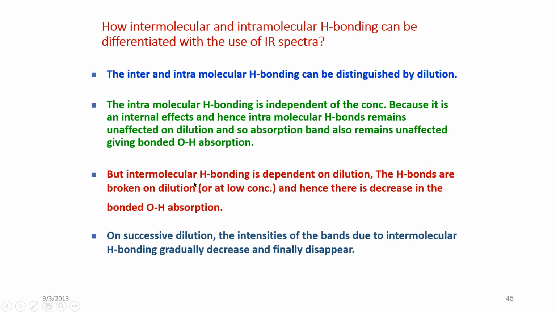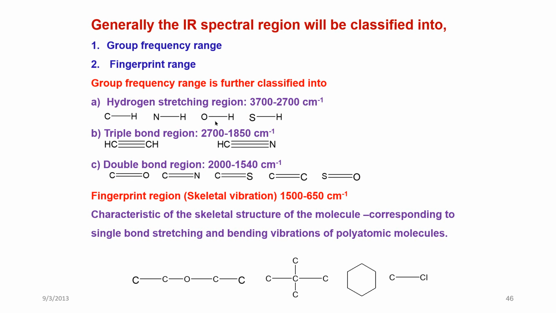But in case of intermolecular hydrogen bonding, it depends on the dilution. As it becomes more and more dilute, that is at lower concentration, there is a decrease in the OH stretching frequency. That means it is possible to decide whether it has an intermolecular hydrogen bond or intramolecular hydrogen bond depending on the dilution and by studying the IR spectra.